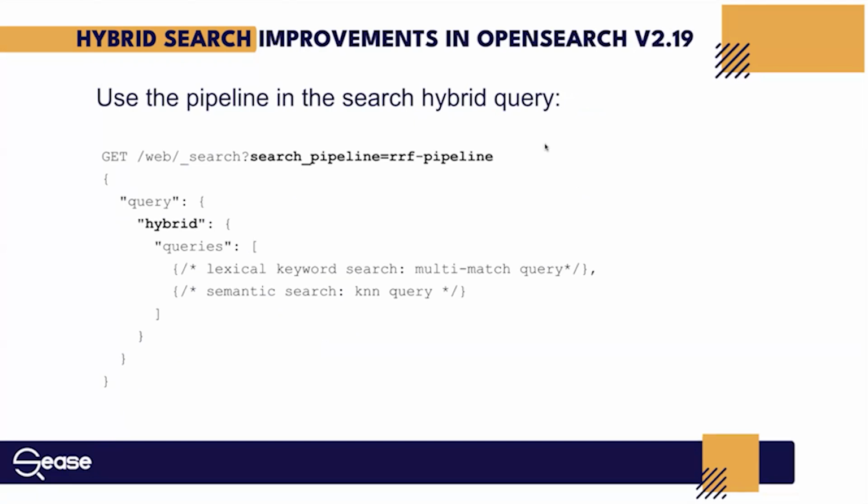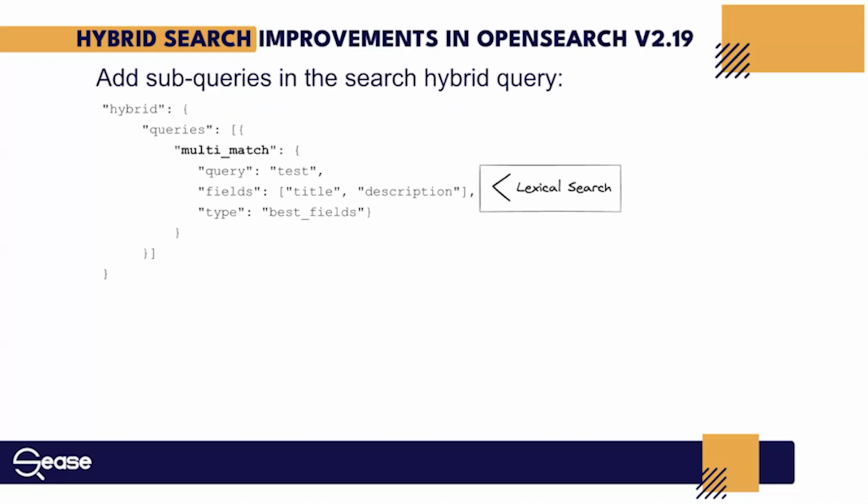In our case, we are using only two: one is for the lexical search, and the other is for the semantic or vector search. But we can have multiple subqueries in the hybrid query. So then, for the lexical part, lexical search.